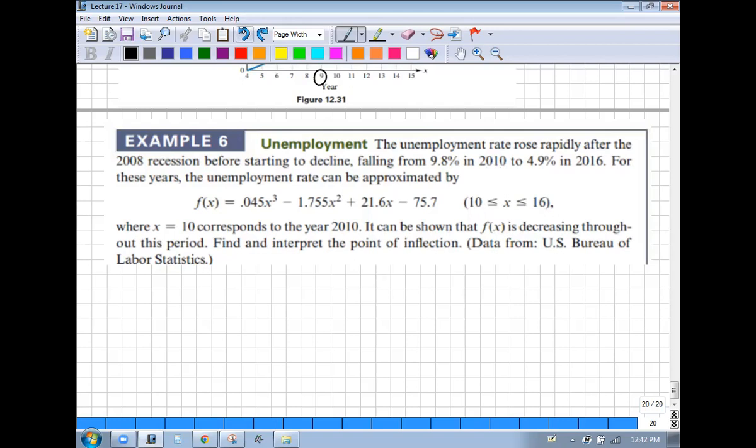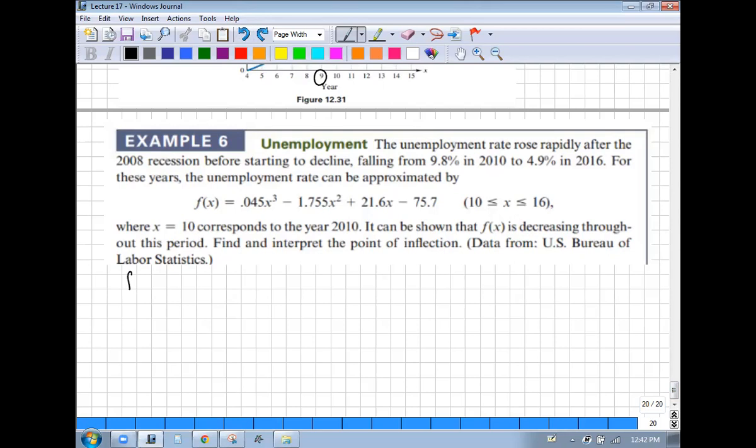It can be shown f of x is decreasing throughout this period. Yeah, if you took the first derivative and looked at the inequality, you see that it's negative for x equals 10 to x equals 16. Find and interpret the point of inflection. So the point of inflection is going to be possibly where the second derivative is 0, right? Not necessarily. Or where the second derivative does not exist.